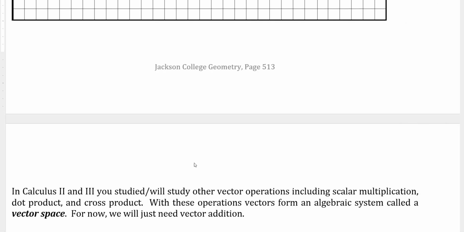You can study other vector operations, for example in Calculus 2 and 3, perhaps in linear algebra and some other courses. We may study vector operations including scalar multiplication, dot product, and cross product. And with these operations, they form an algebraic system called a vector space. But for now, we're just going to need vector addition only.